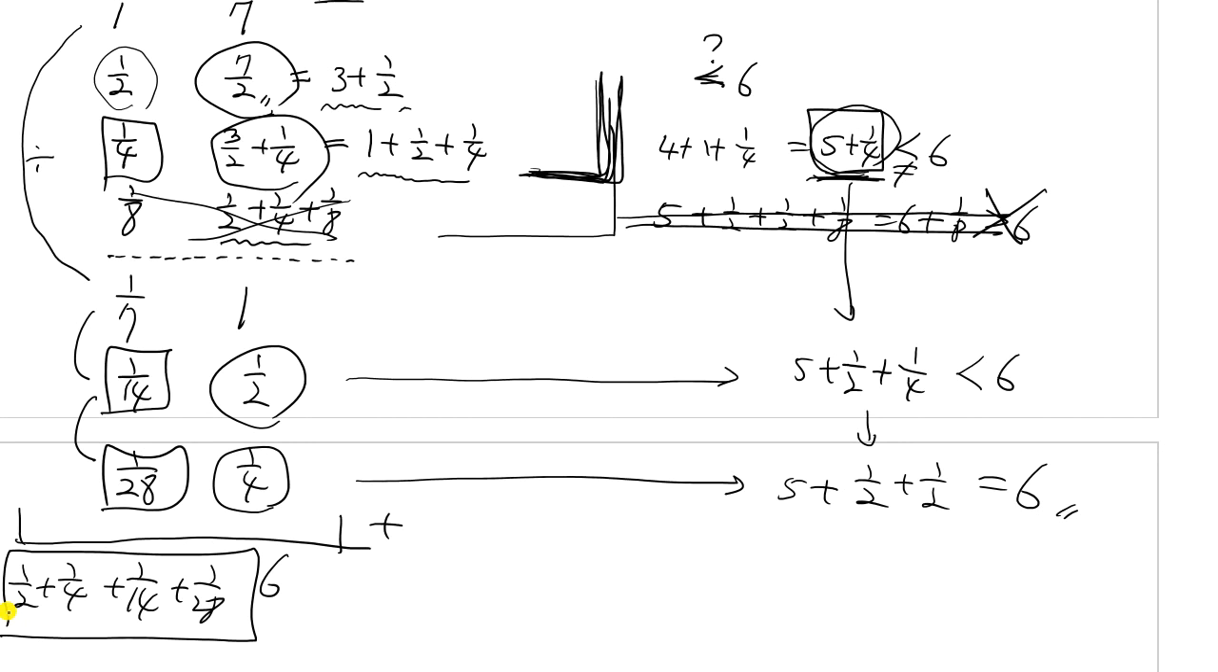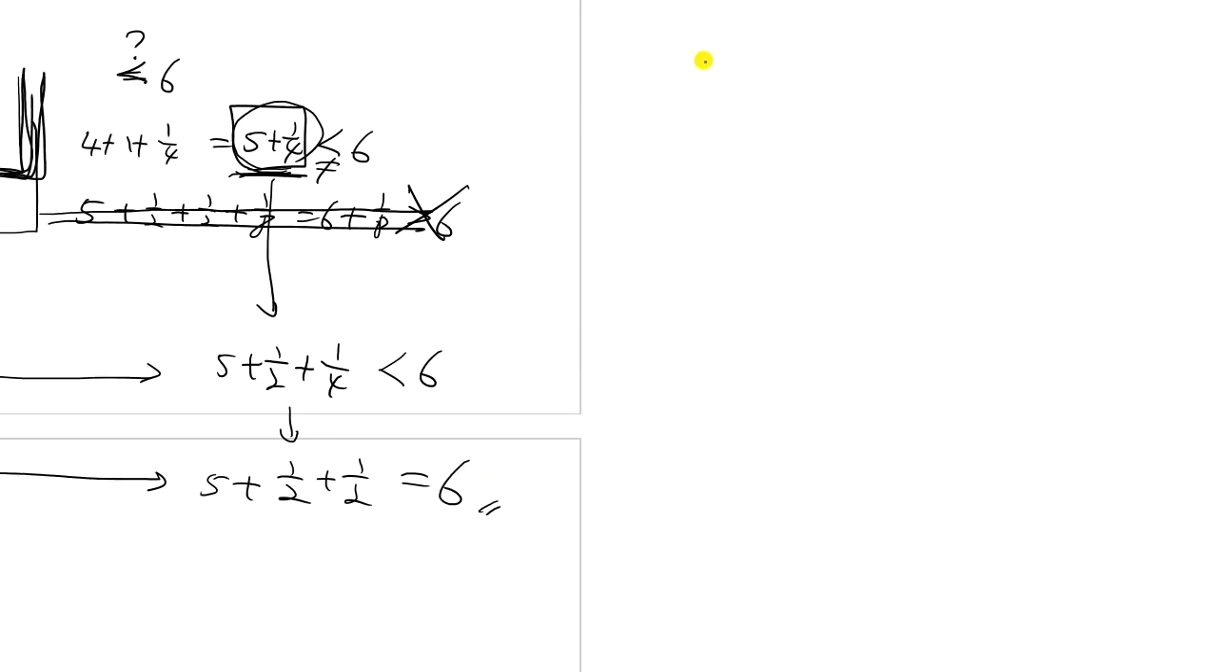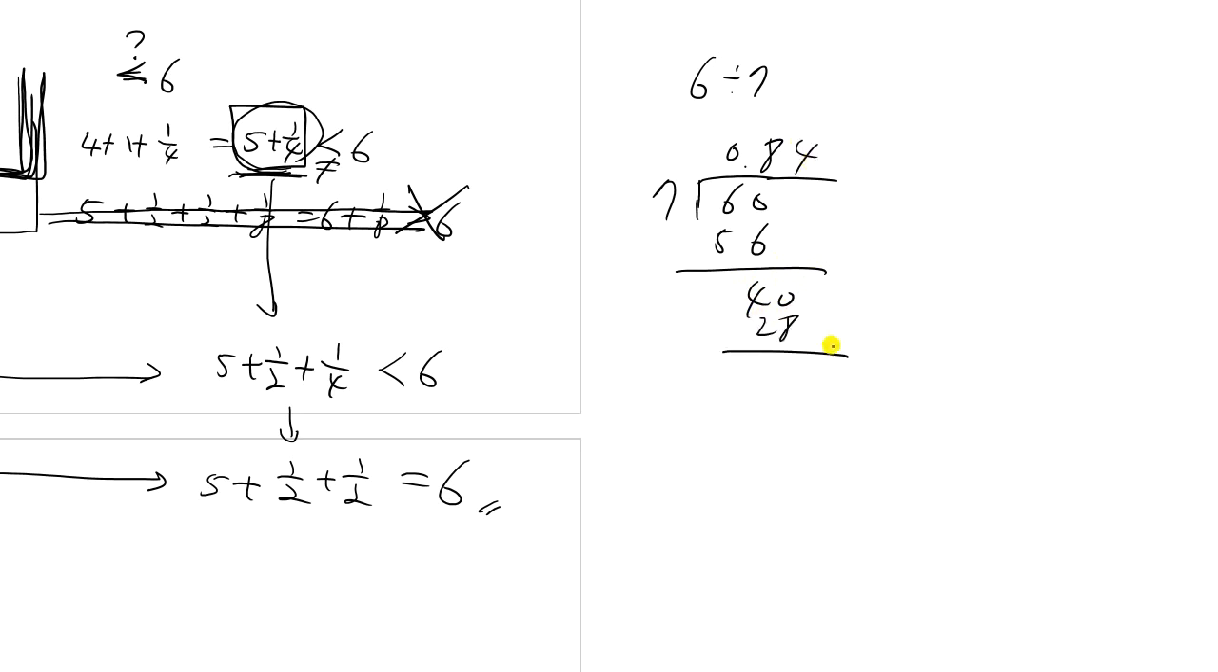Sounds strange, but look at here. In our number system, what are we going to get if you divide 6 by 7? By doing it this way, we got 0.8, right? 56, then 4, 28, 20, 2, 6, then it repeats, right?